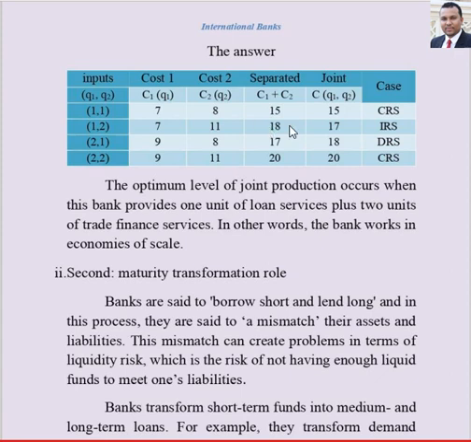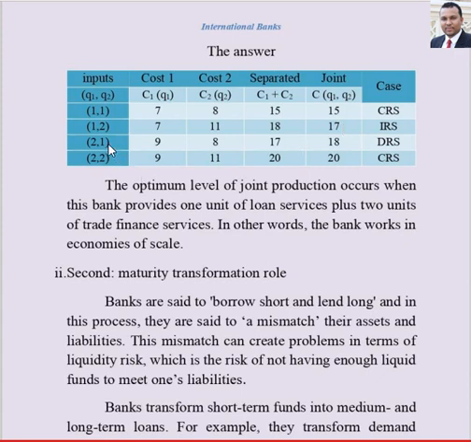What about the joint costs? Joint costs when Q1 equal 1 and Q2 equal 2 equal 17. What about classification? IRS, increasing return to scale. Why increasing return to scale? Because the value of joint costs, 17, is lower than the value of separated costs, and this is good news for the producer or supplier, or our example, the bank.